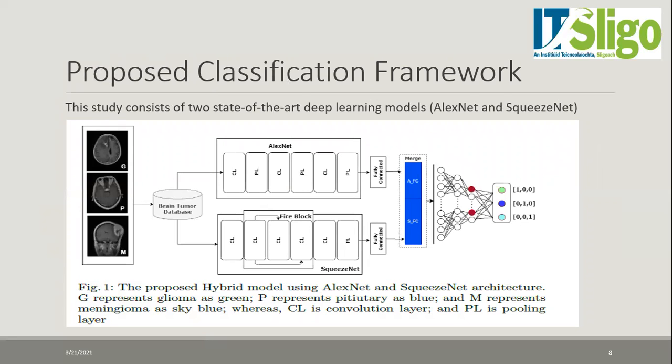This study consists of two highly used networks, AlexNet and SqueezeNet architecture. For SqueezeNet, we used one fire block instead of the nine fire blocks originally produced in 2016. Merging these two features together and then passing them to non-linear hidden dense layers made a good quality network that performed remarkably with three types of tumors.